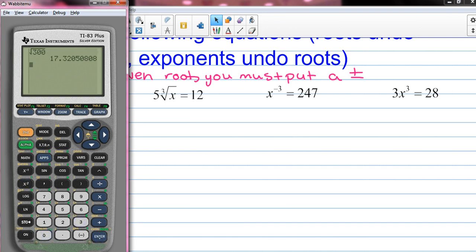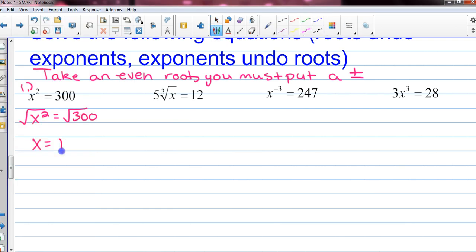is 17.3205. 17.3025. Now, what's important? I took the even root. When you take the even root, you must use a plus or minus.